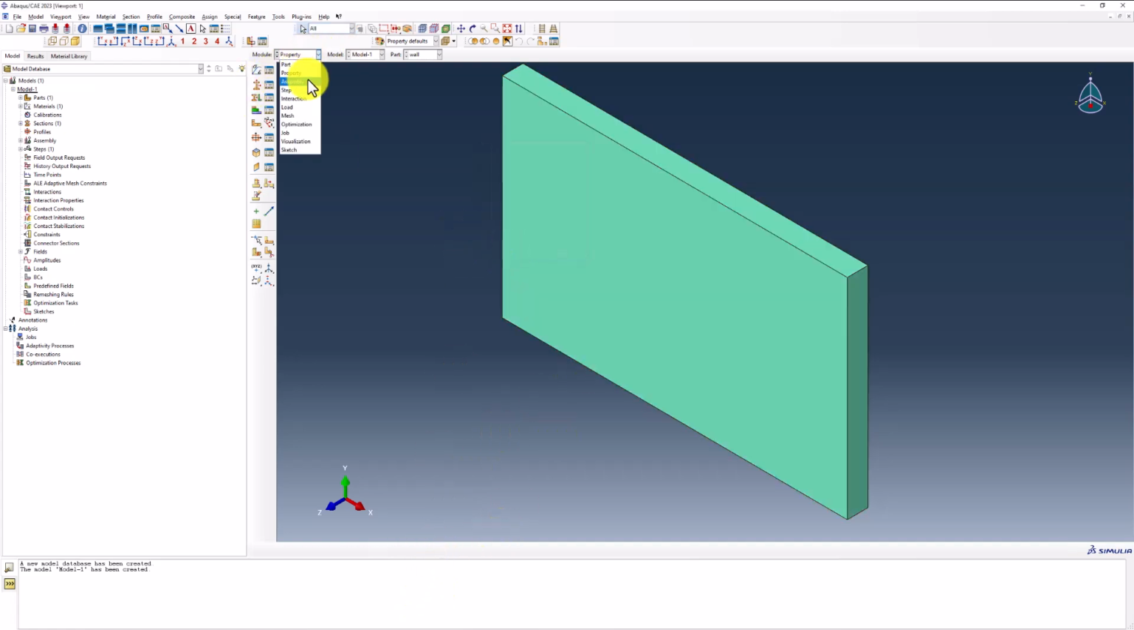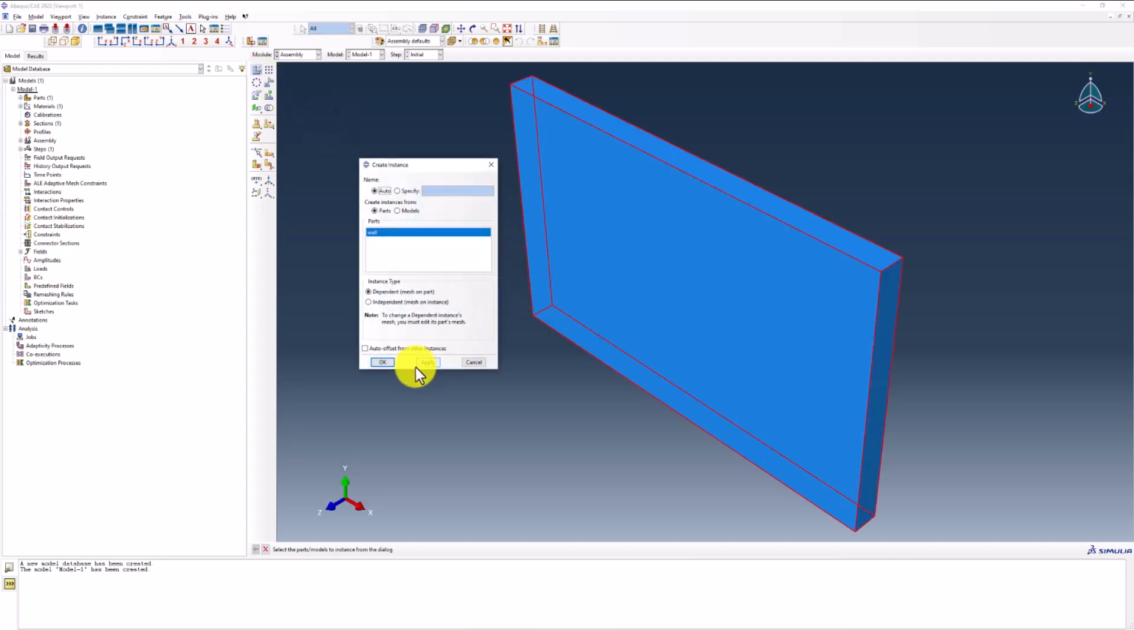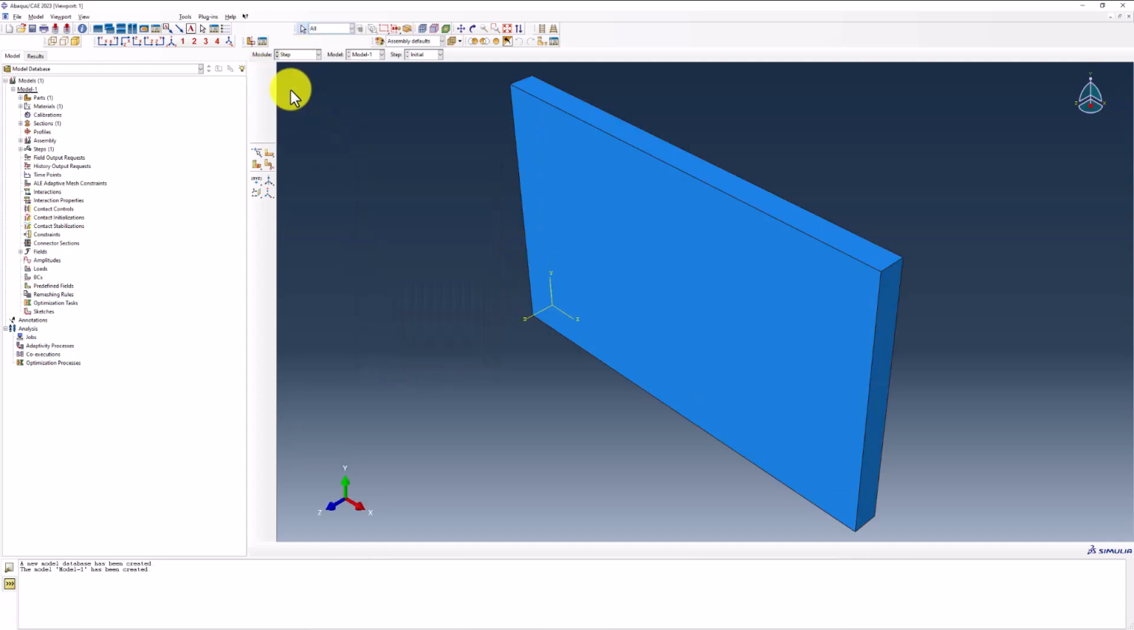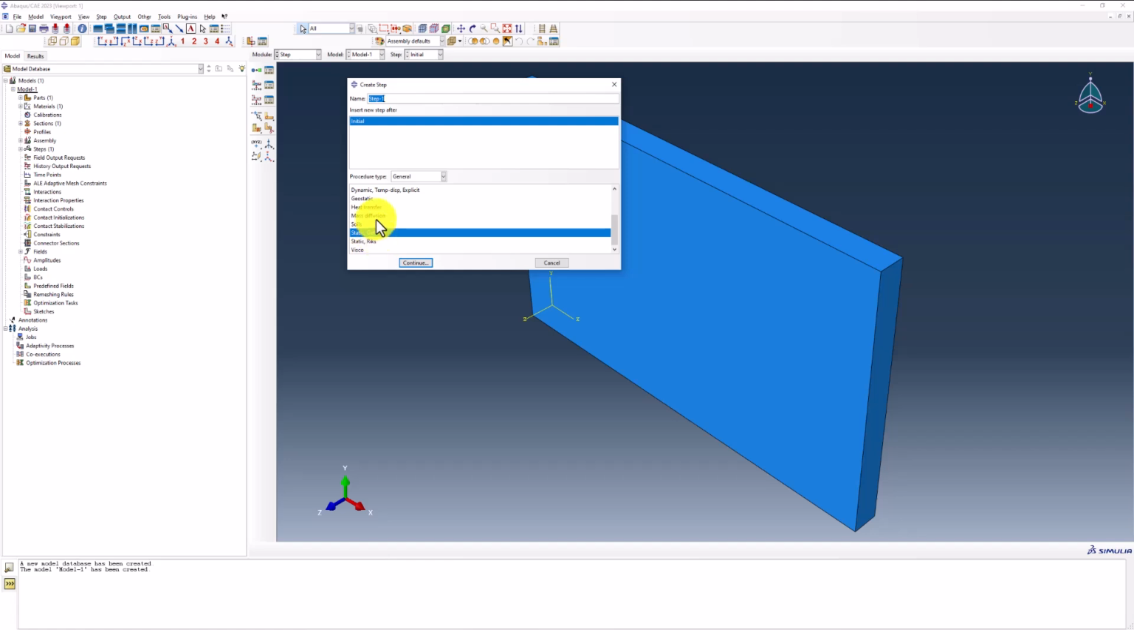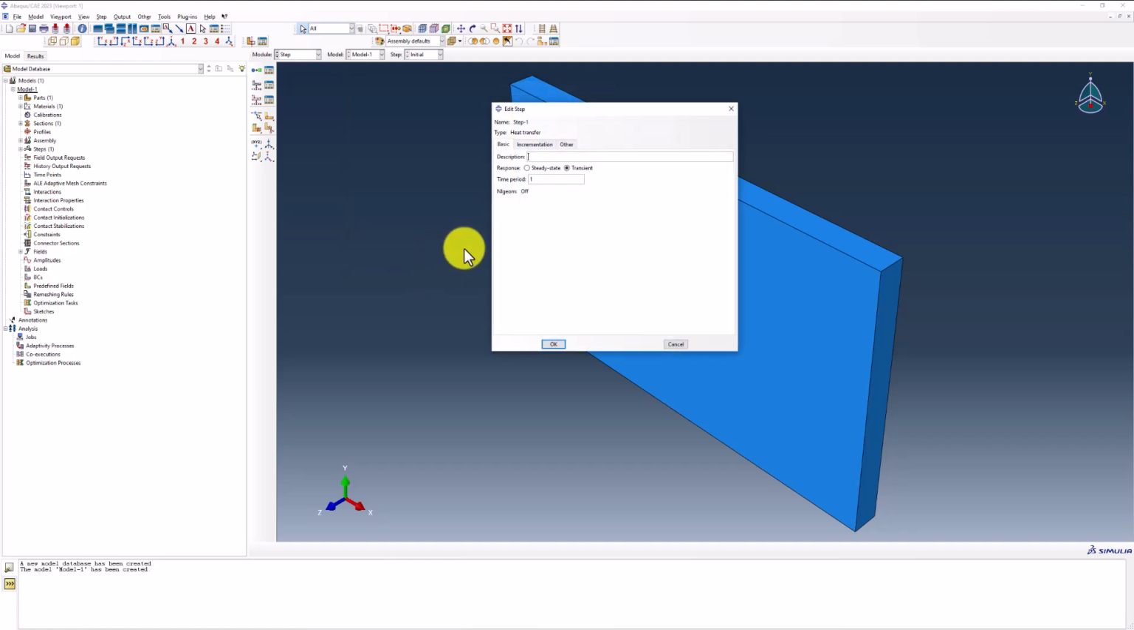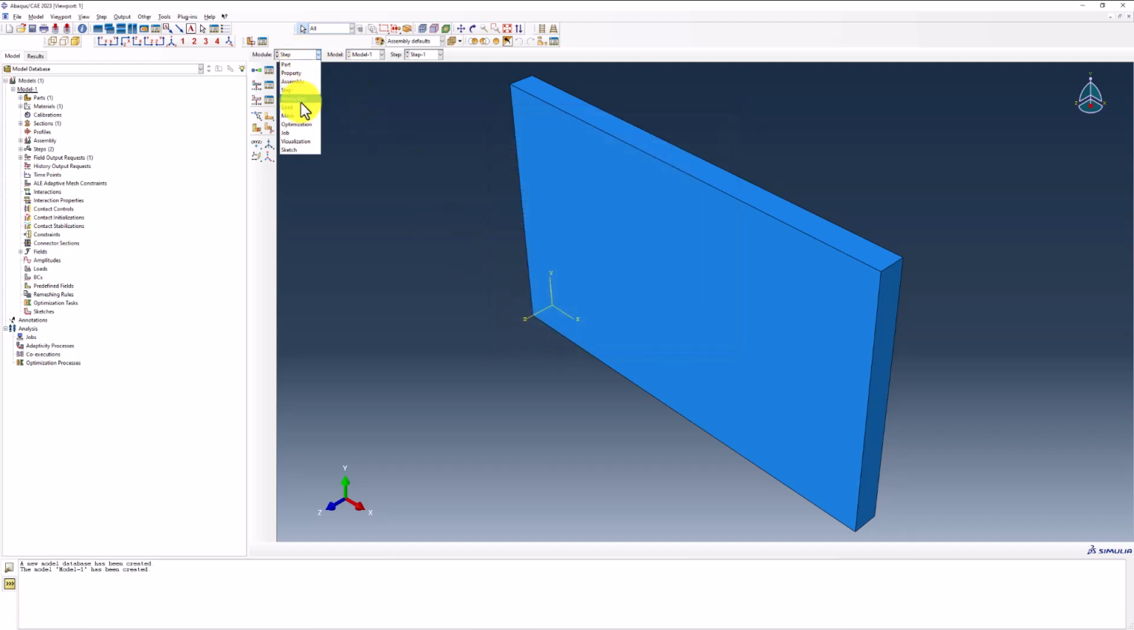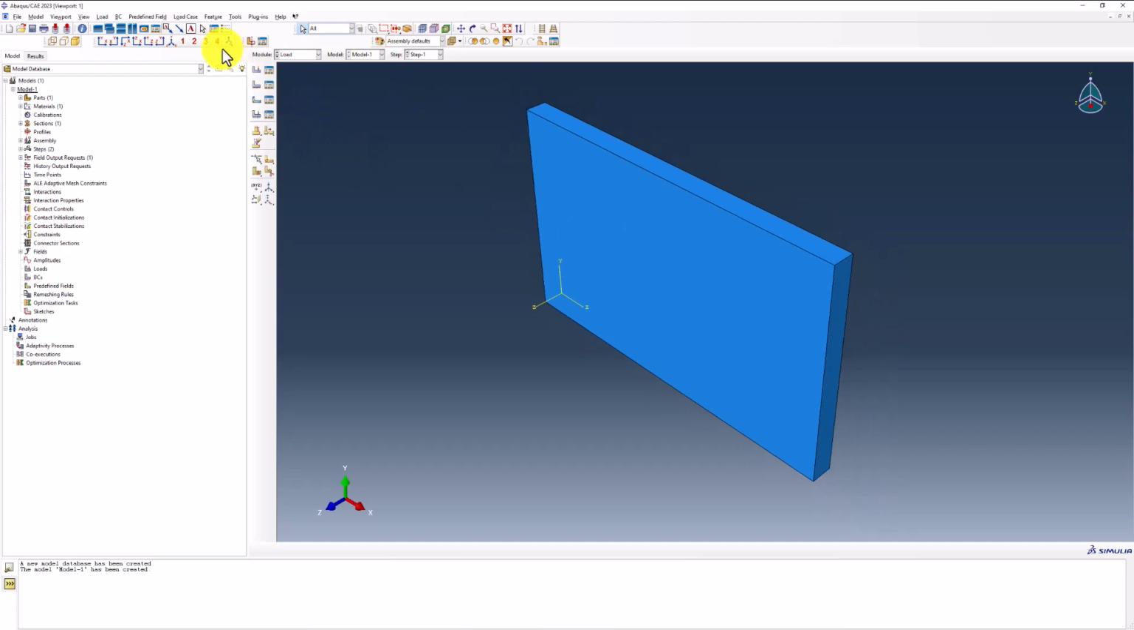The next step is to assemble the model by creating an instance of the wall in the assembly module. We then create a steady-state heat transfer analysis step. Since we are interested in the final temperature distribution after the system reaches equilibrium, a steady-state analysis is appropriate.